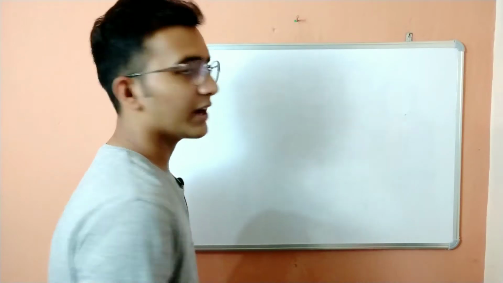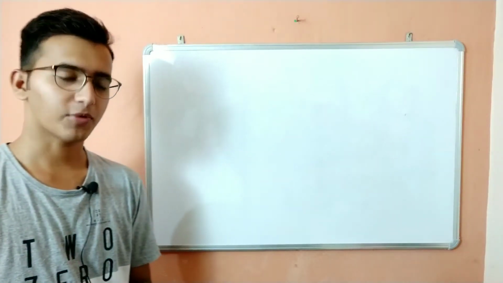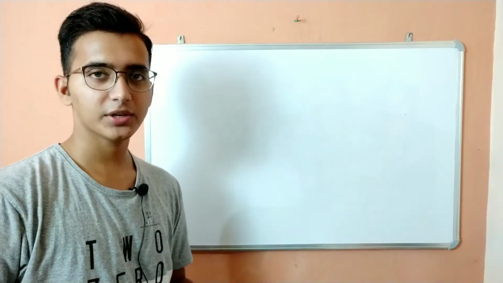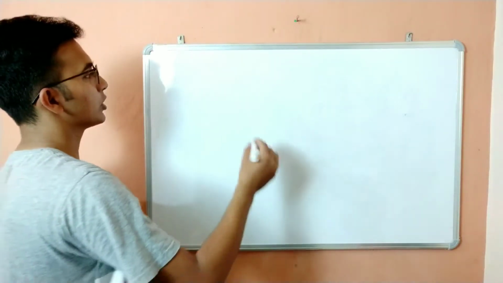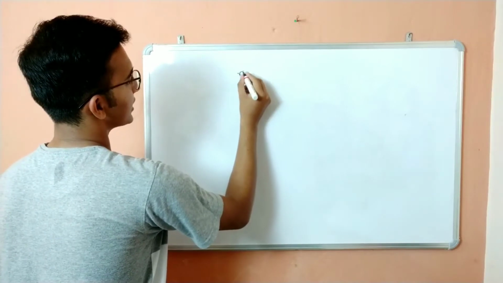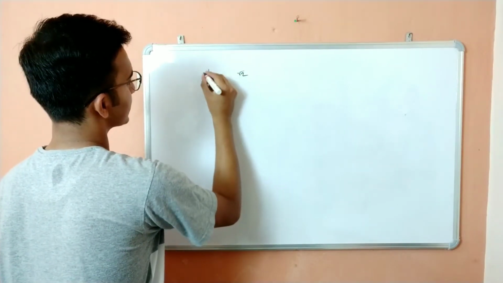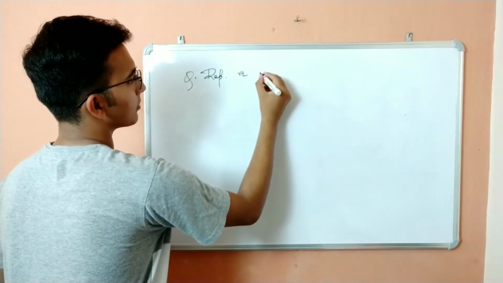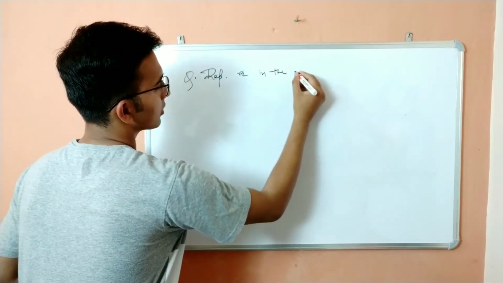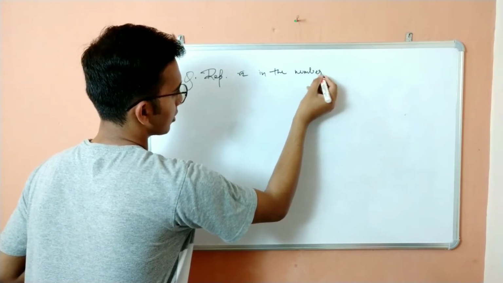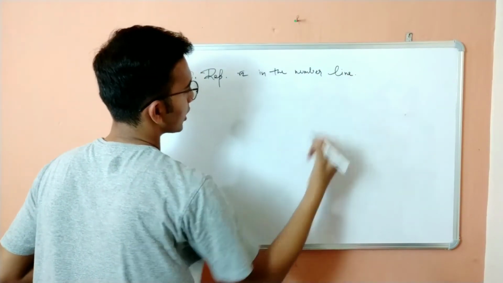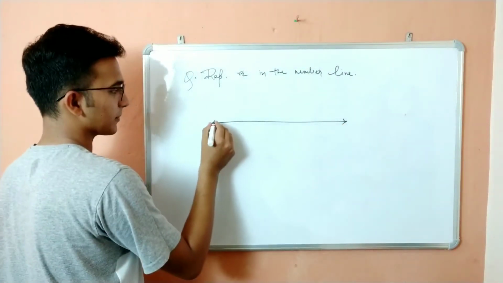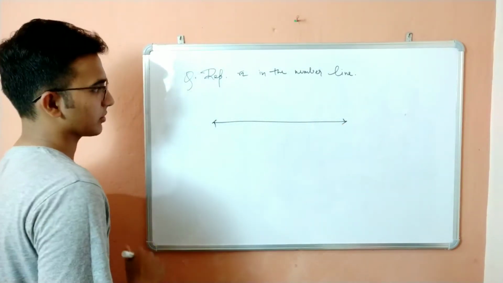Now the most common and basic type of problem that you will see in the irrational number chapter is this problem, that you will be told to represent root 2 on the number line. Now how to do that? Simple. Just draw the number line.